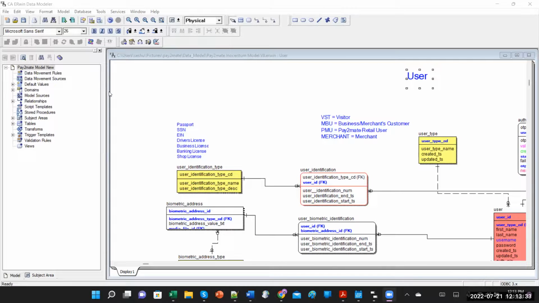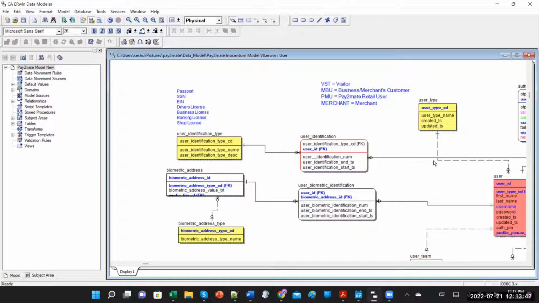All right, these are the last changes we made after our discussion. The problem that has been brought to our notice is that we currently do not have the information on the users' and businesses' tax ID and their identification information. So I added this user identification table.